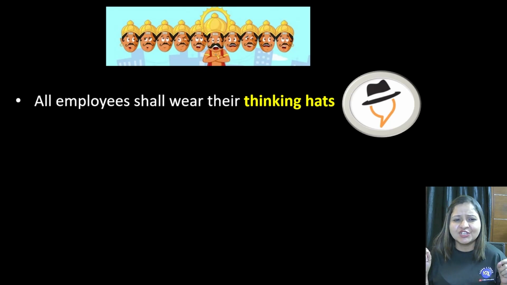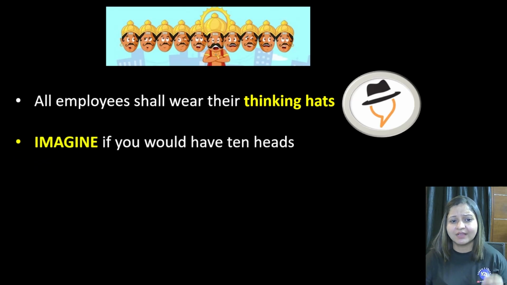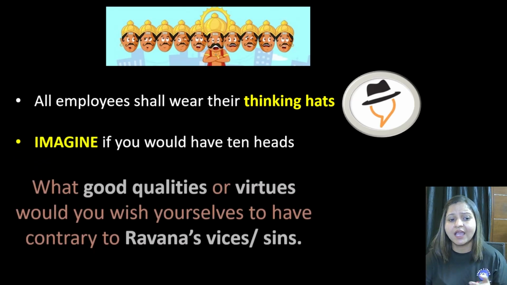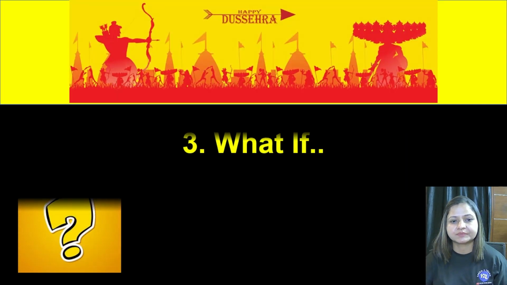All employees shall wear their thinking hats. Imagine if they would have 10 heads. What good qualities or virtues would they wish themselves to have, contrary to Ravana's vices or sins? So this is it. They have to think individually about what 10 good qualities they would like to have. This depends from person to person. So whatever they want, they can think and share with others.